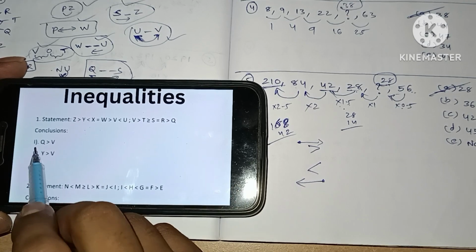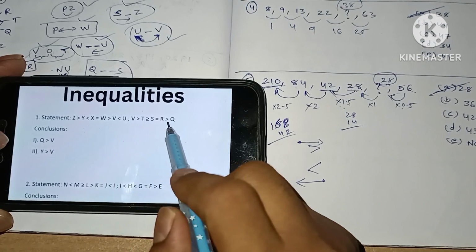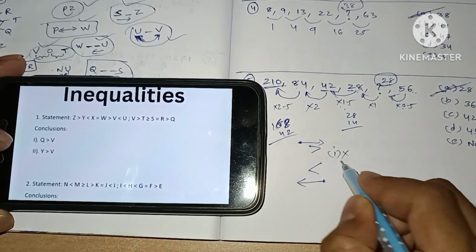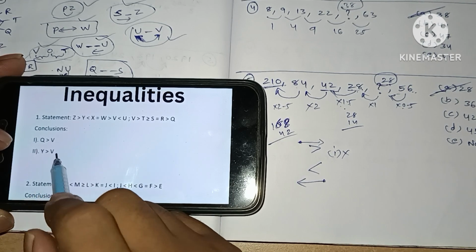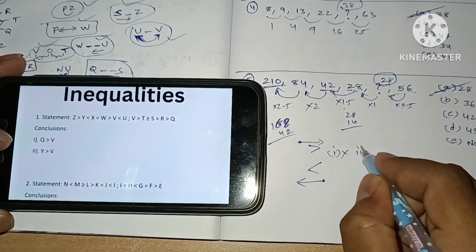First question, first conclusion. The flow from Q to V. From Q there is no flow. So first conclusion will be false. Second conclusion, the flow from Y to V. From Y there is no flow. So second conclusion is also false.